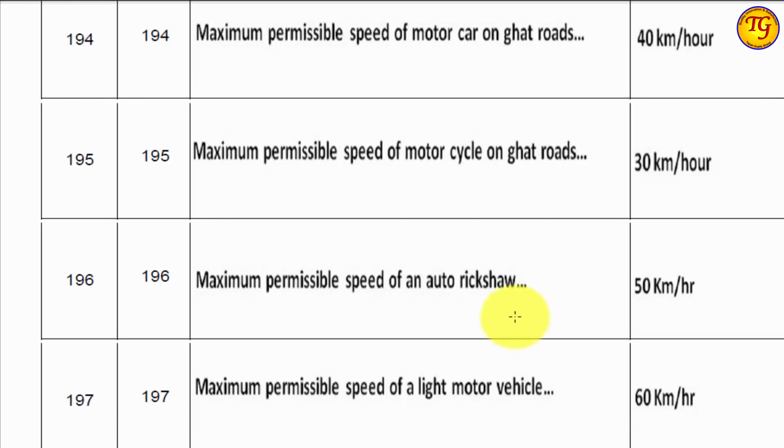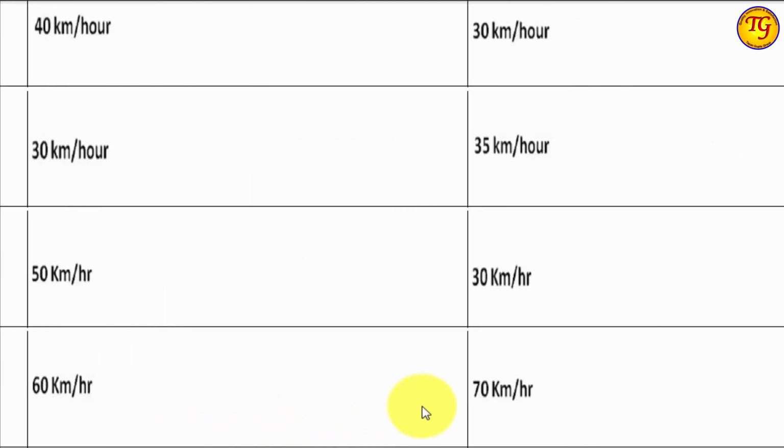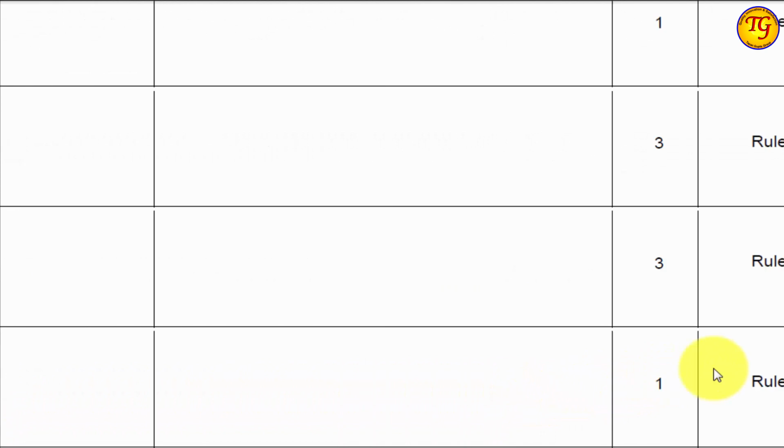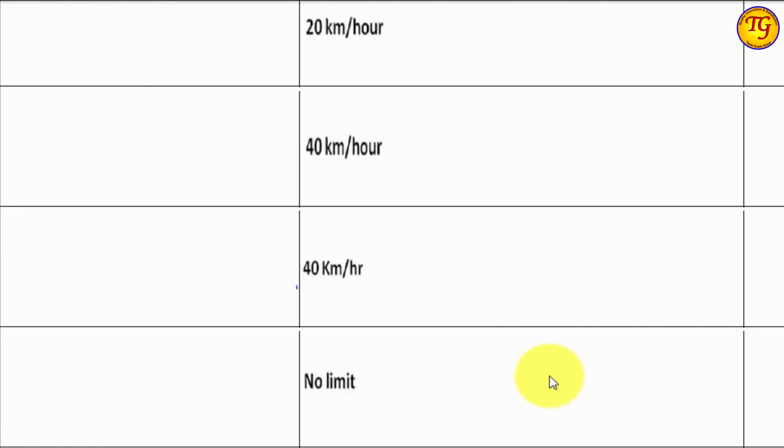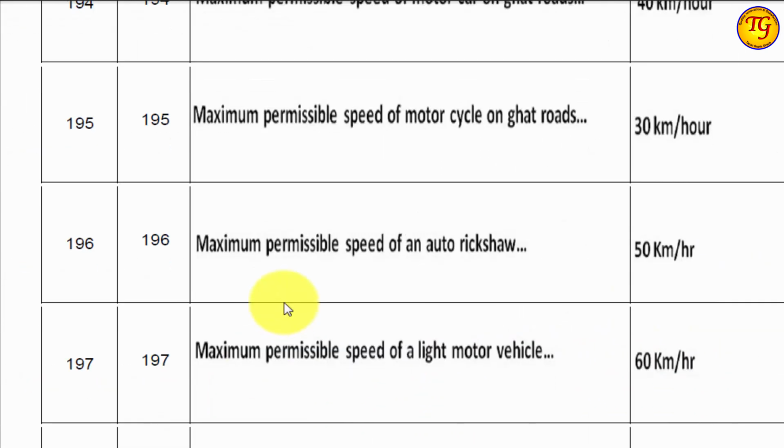Question number 196 says maximum permissible speed of an auto rickshaw. So 50 km per hour, 30 km per hour or 40 km per hour. So I think 40 km per hour. Yes, it is the correct one. As you can all notice, at the back side of every auto rickshaw, the maximum permissible speed, 40 km per hour, is written.